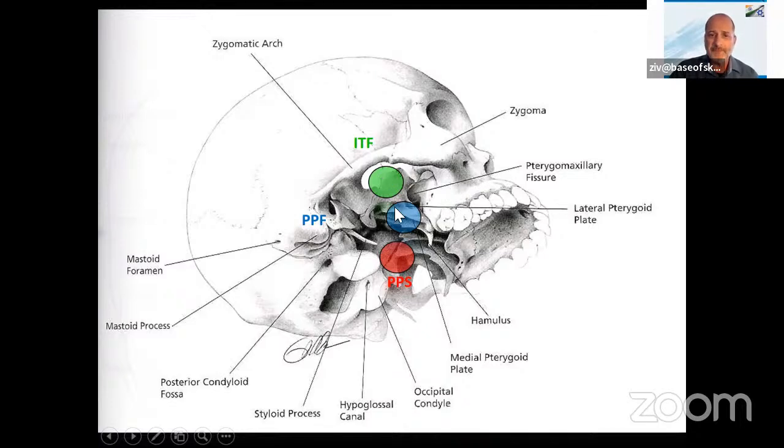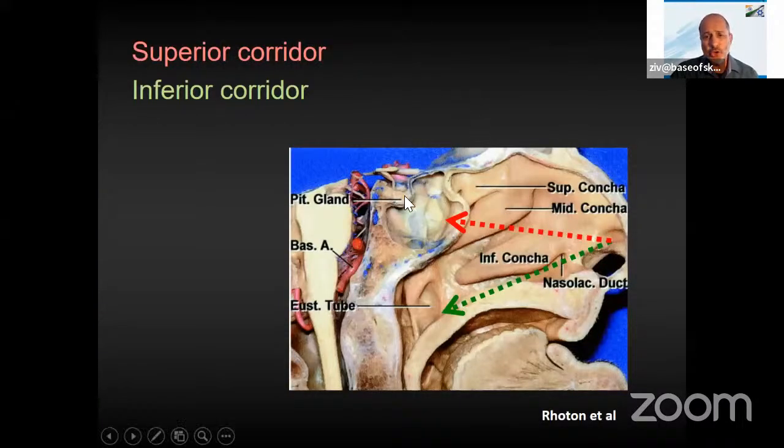So in general, tumors in the infratemporal fossa and pterygopalatine fossa can be accessed endoscopically, either by a transmaxillary endoscopic approach to the pterygopalatine fossa or lateral to the carotid into the infratemporal fossa, as I will show you in several minutes. The parapharyngeal space cannot be accessed through the nose, and we prefer performing transcervical endoscopic or TORS, transoral robotic surgery. There are two corridors for the transnasal endoscopic approach, the superior corridor in red and the inferior corridor in green.